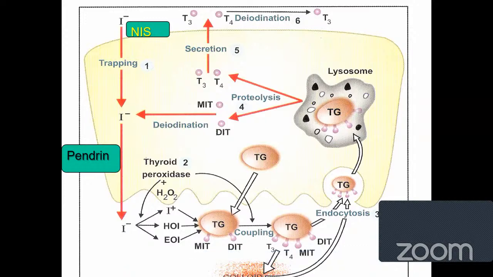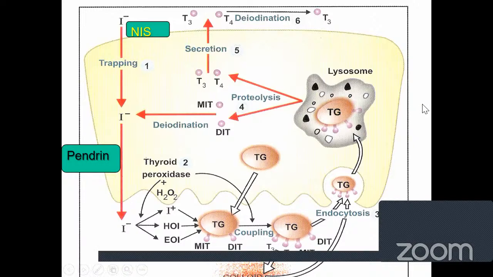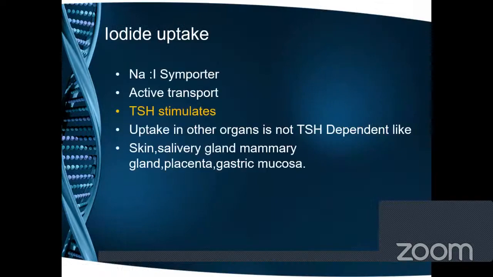So, moving forward, we'll see short about all those steps. Iodide uptake, I told you that there is sodium iodide importer. It is active transport. Important thing is TSH stimulates this process. Now, what is TSH? You should know. This is a thyroid stimulating hormone. So, this is a very important hormone as far as synthesis and release of T3 and T4 is concerned.